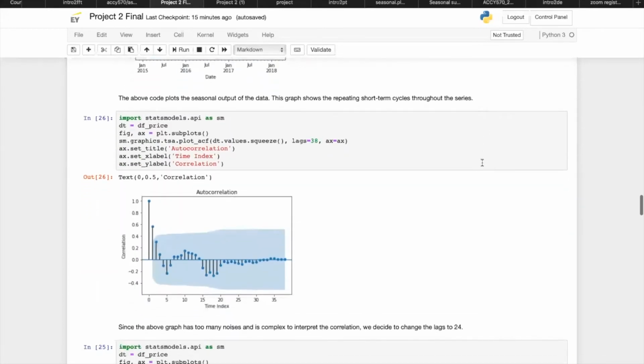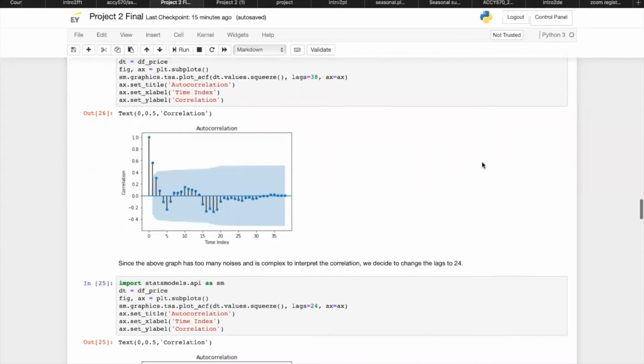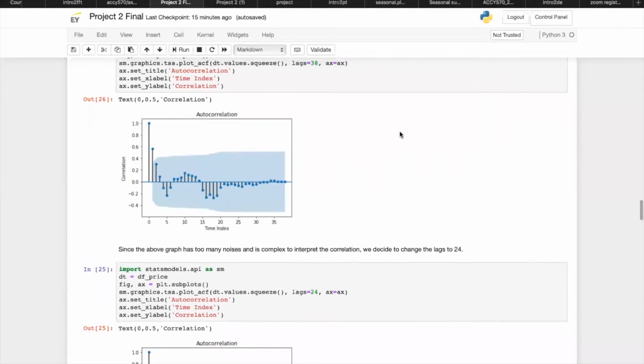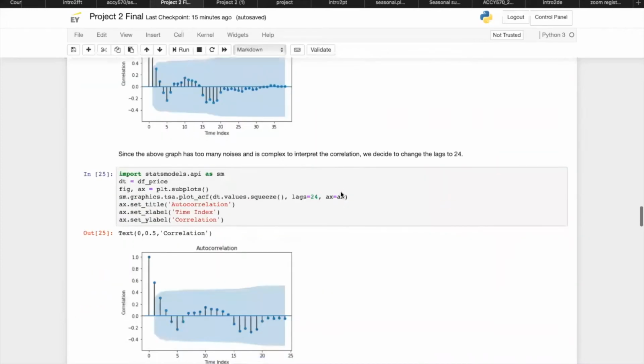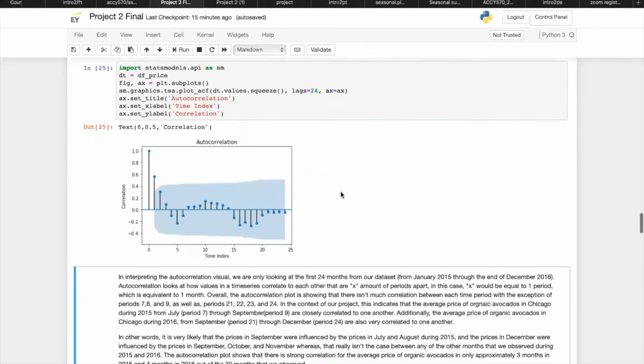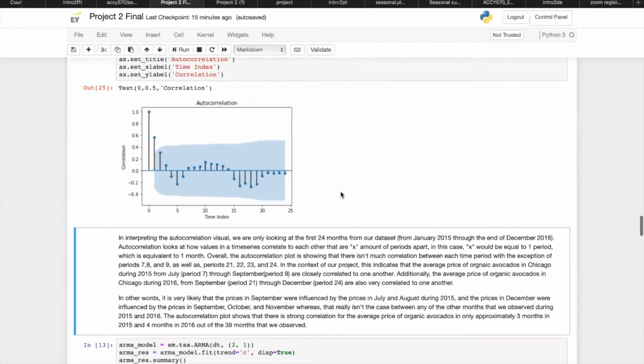All right, next, we're going to take a look at autocorrelation. We wanted to see how the price of organic avocados moved with time and see if there are any trends in that. At first we started off showing all of our observations. We set our lags to 38 so that all 39 observations would be shown, but it was a little too noisy. So we decided to cut it down to 24 and only show the first 2 years of our dataset.